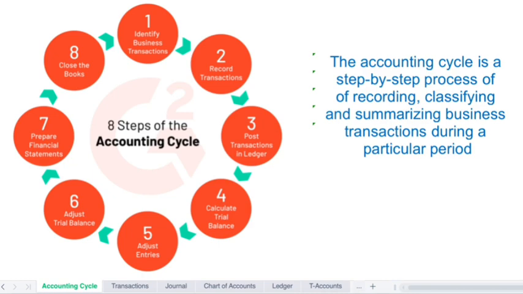If you notice, class, there is no definite number of steps. If you research, you'll find 8 steps, 9 steps, and 10 steps. So it varies among accounting experts. But in today's video, I'm going to show you the 8 steps of the accounting cycle. So the first one is identifying business transactions.